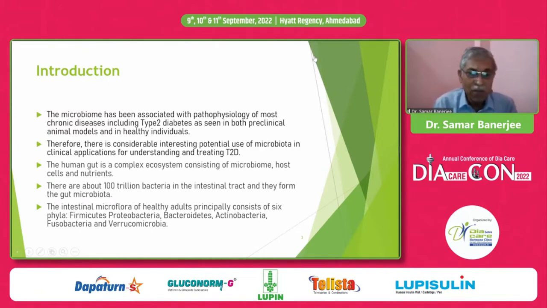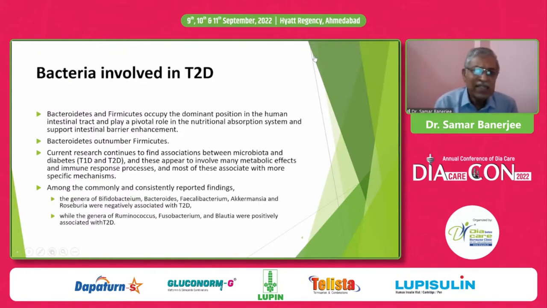Human gut is a complex ecosystem consisting of microbiome, host cells, and nutrients. There are about 100 trillion bacteria in the intestinal tract, and they form the gut microbiota. The intestinal microflora of healthy adults principally consists of 6 phyla: Firmicutes, Proteobacteria, Bacteroidetes, Actinobacteria, Fusobacteria, and Verrucomicrobia. Bacteria is involved in type 2 diabetes.